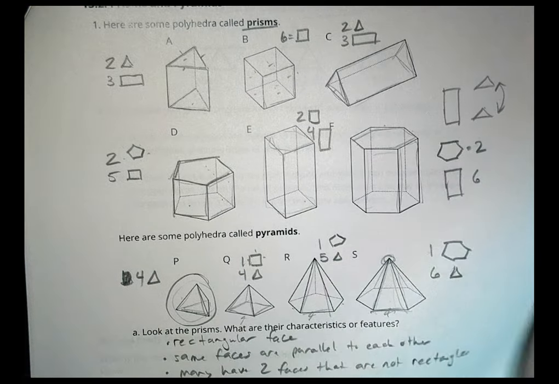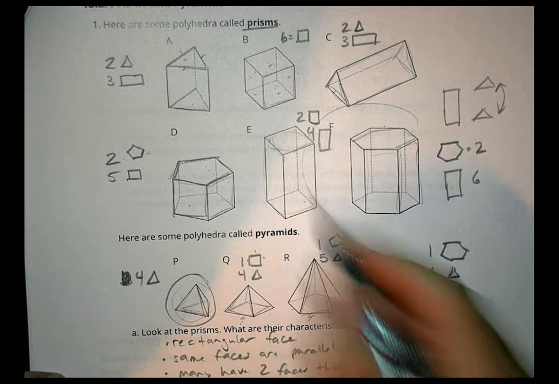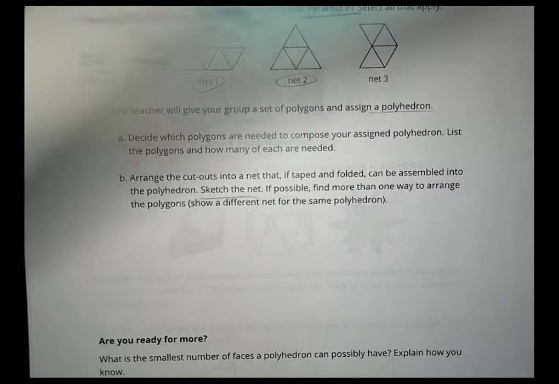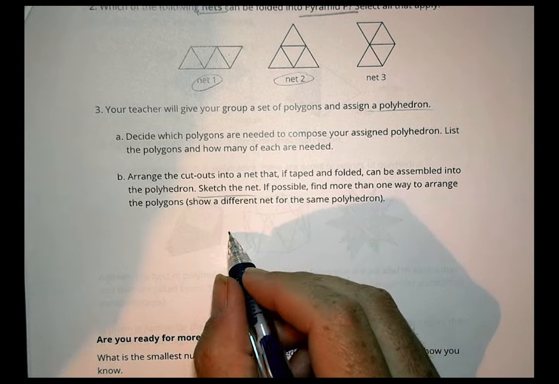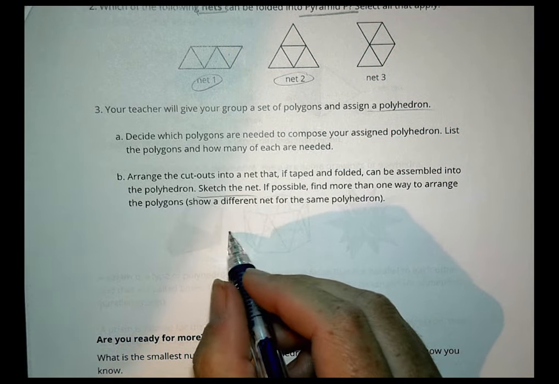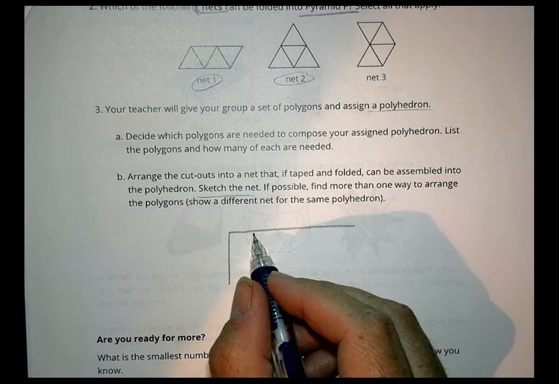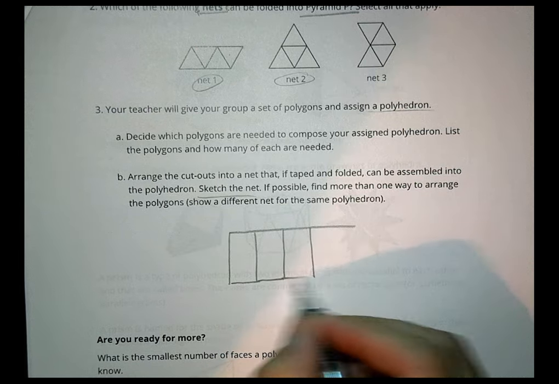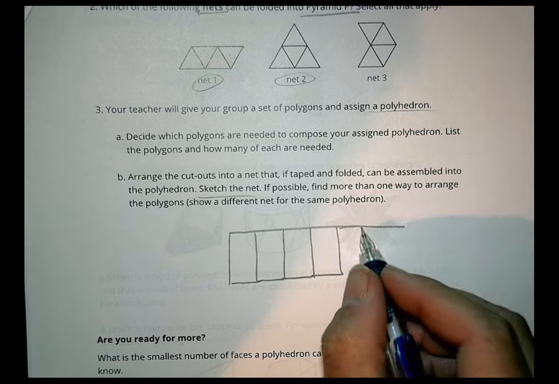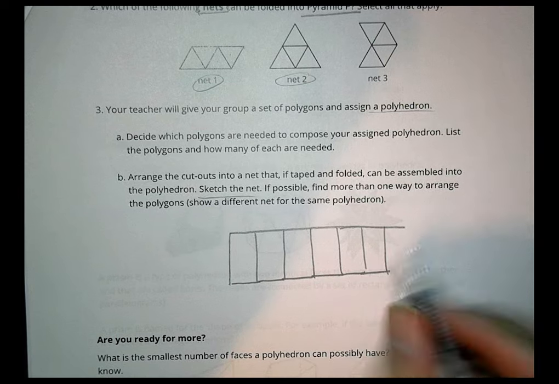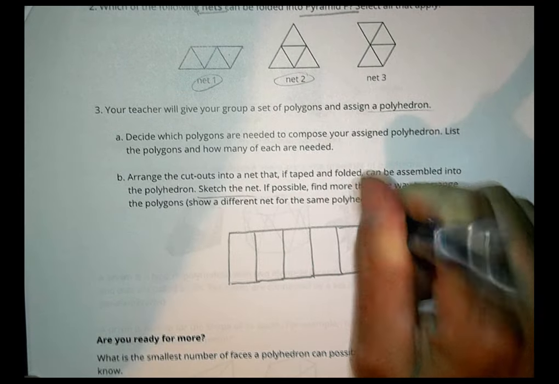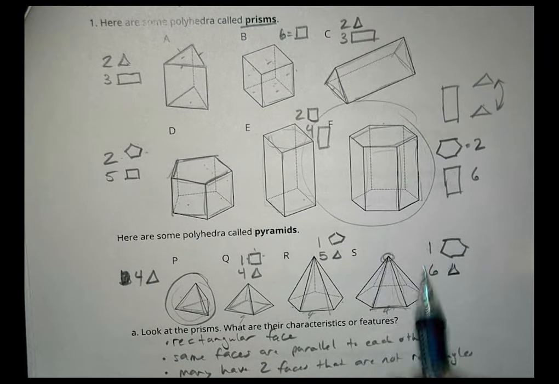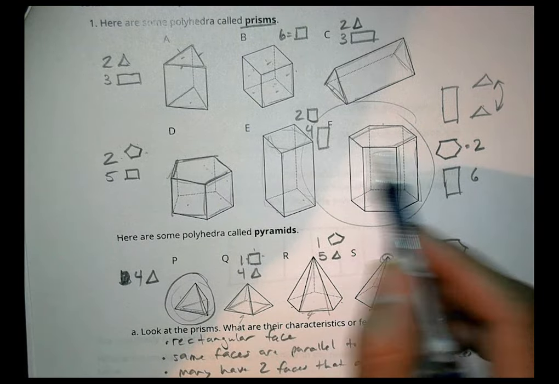So one we could do here, let's take a look at F, this hexagonal prism. So we know that it has six sides. So what I could do is I could draw a long rectangle here, and we could draw side number one, side number two, side number three, side number four, side number five, and side number six. So I know if I folded all that over, at least I would have a six-sided prism, but I also need to put a top and a bottom on it.